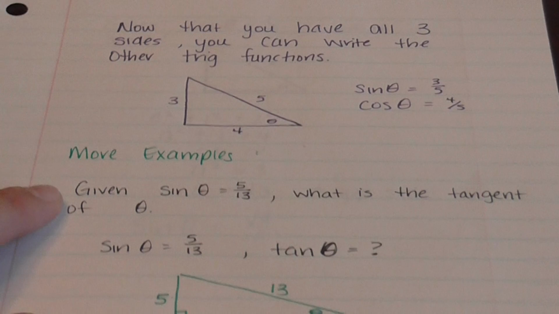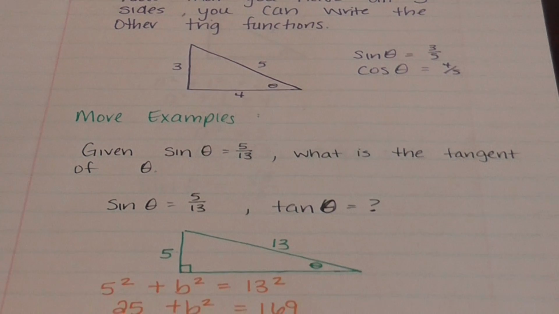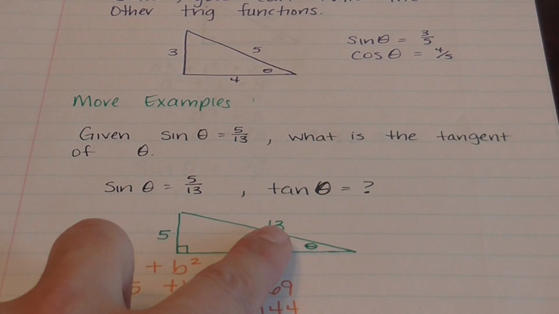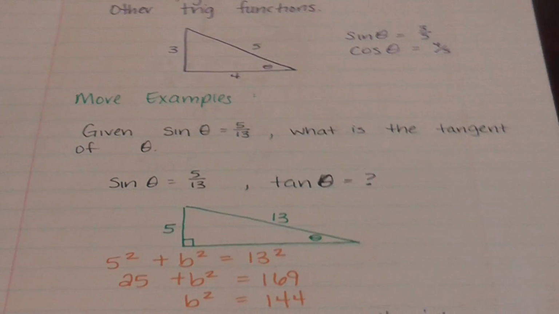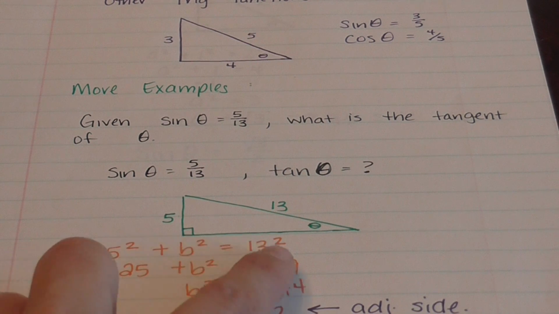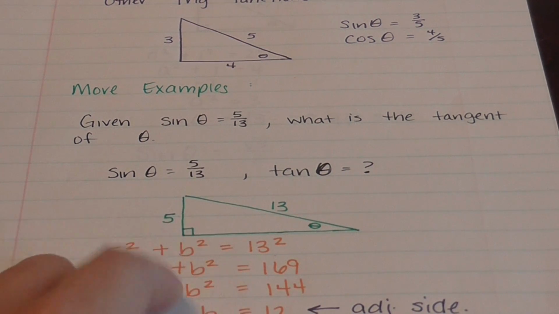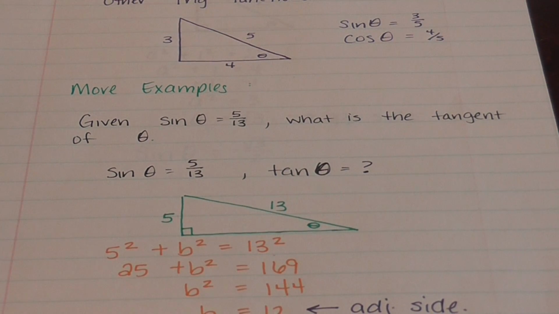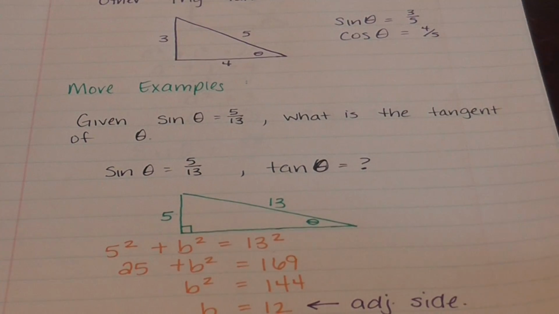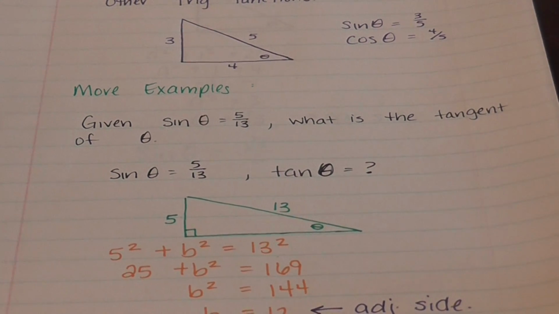So if it's asking for tangent, you would set it up, draw the picture of the triangle, pick a place for theta, label your opposite and hypotenuse. Right? You would want to find the adjacent side because tangent is opposite over adjacent, so you need the adjacent. So a squared plus b squared equals c squared. 13 goes in the hypotenuse spot of c, and then whether you put 5 as a or b really doesn't matter. So 25 plus b squared equals 169. Subtract 25 from both sides. B squared equals 144. Take the square root of both sides. Your b equals 12. So tangent is opposite over adjacent. Tangent of theta is 5/12.